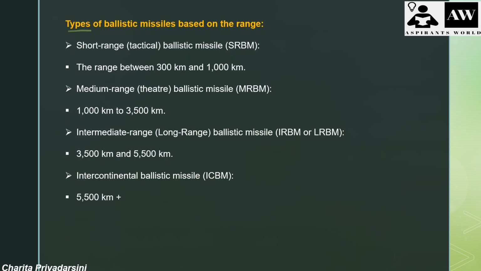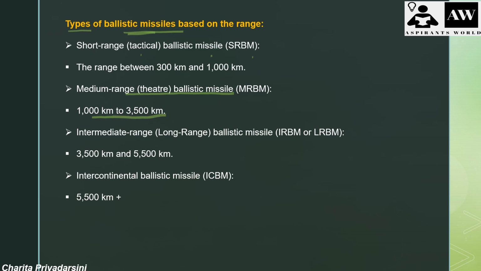Let's see the types of ballistic missiles based on the range. There are short range, those are referred to as tactical ballistic missiles or short range ballistic missiles. The short range ballistic missiles have a range between 300 kilometers and 1000 kilometers. On the other hand, the medium range ballistic missiles have a target range of 1000 kilometers to 3500 kilometers.